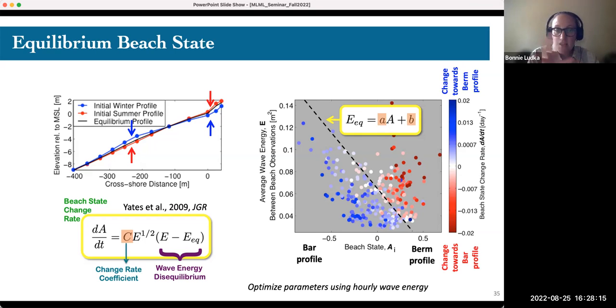I do want to say that this framework, we didn't come up with it on our own. Yates and friends used a very similar framework, but they were just thinking about the position of the shoreline. Here I've extended those ideas to the entire beach profile. And Yates and friends based their work, was very much inspired by Wright and Short's work in the 1980s. So of course, as always, standing on the shoulders of giants.